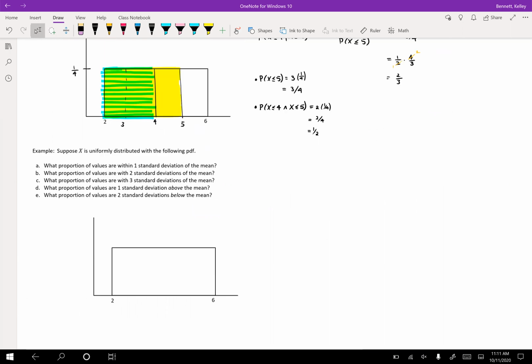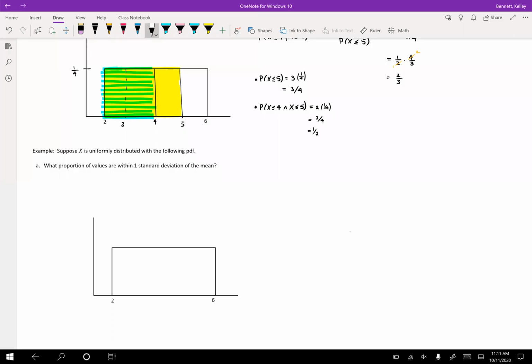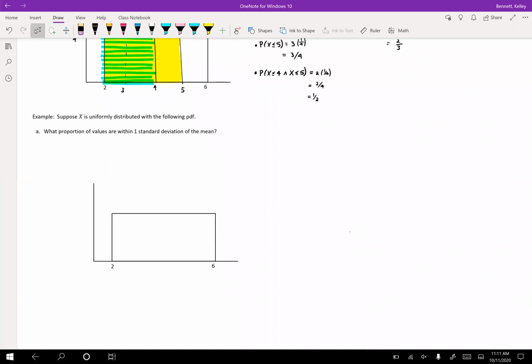For this example, I'm going to make a quick edit. I just want to answer the first part. What proportion of values are within one standard deviation of the mean? In order to do this, I need to know the mean and I need to know the standard deviation.